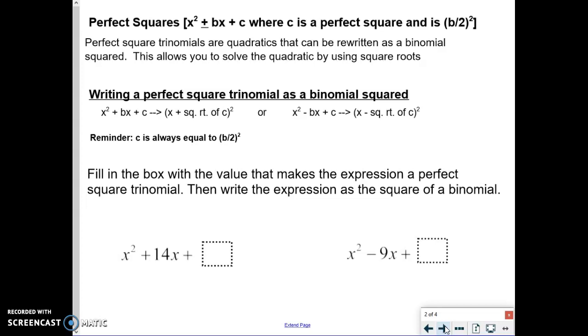One of the concepts that we are going to use is the box. So we are going to fill in the box with the value that makes the expression a perfect square trinomial, and then write the expression as the square of a binomial.